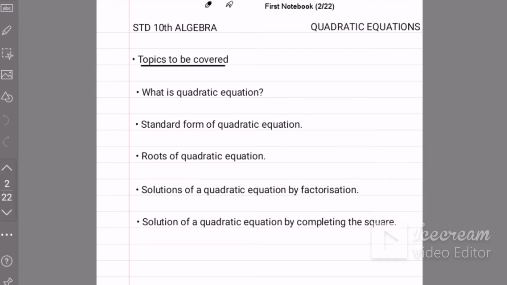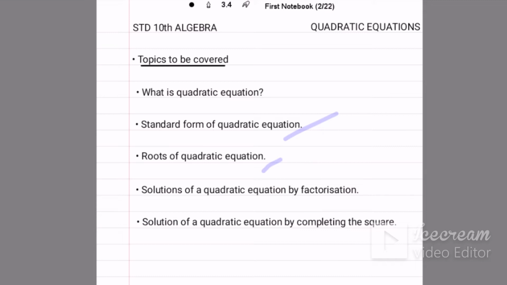Now the standard form, every equation has its own generalized form, right? So this is the thing we are going to learn in this topic, that is the standard form of quadratic equation. The next is roots of quadratic equation. We are going to see what are the roots of quadratic equation, and I will give you the brief explanation for that. And for finding these roots, we need to have some methods, right?